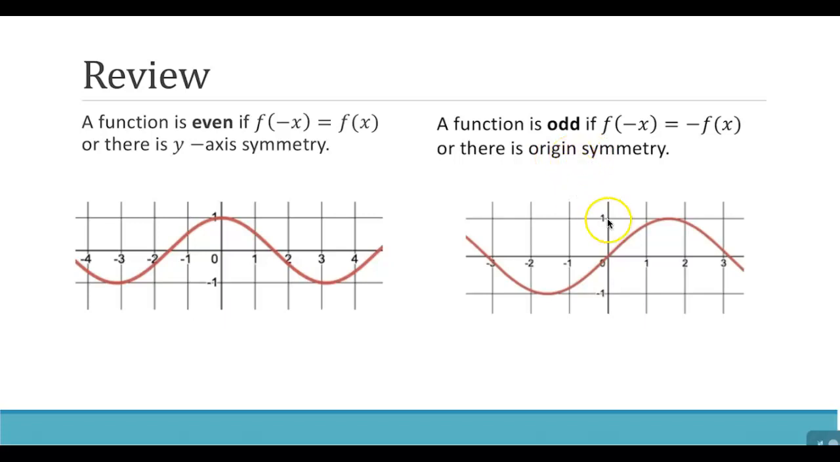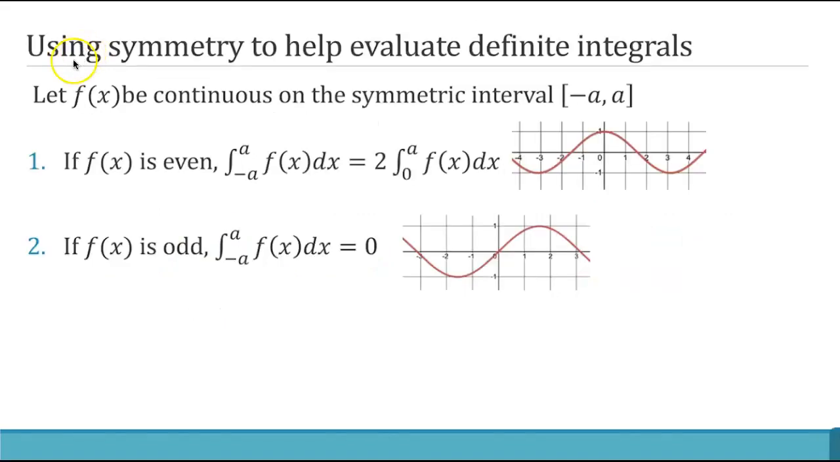And origin symmetry is when you think about rotating the graph 180 degrees about the origin (0, 0). And when you do that rotation, it looks like the graph didn't change at all. So this is the sine function, which has origin symmetry, so it's considered an odd function. We reviewed symmetry because sometimes we can use symmetry to help evaluate definite integrals.